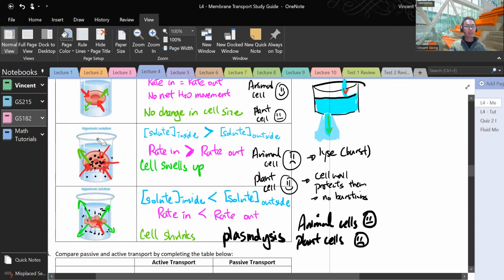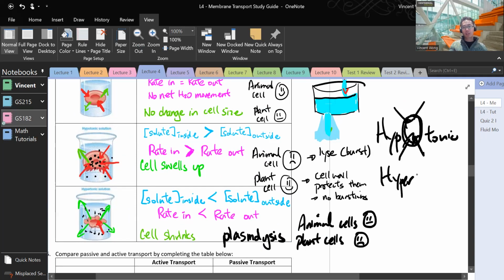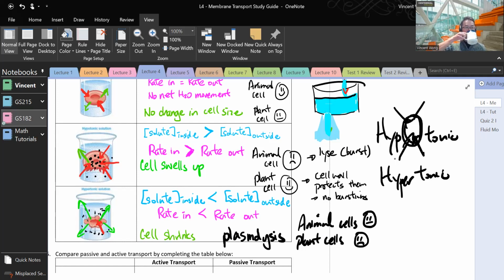So to distinguish hyper and hypo, just remember hypotonic has an O in it, right? Big O, hypotonic. So this is like all the water coming in, filling up the cell and bursting. Whereas hypertonic, right? There's no O here. Just visually, it might help you remember it. Any questions?